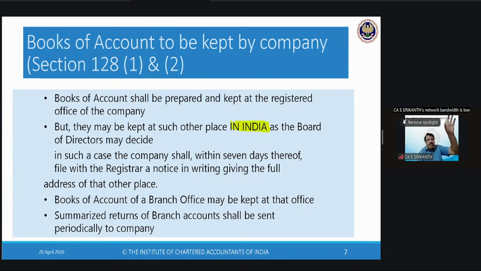Okay. So, if you have to keep the books at the registered office or any other place in India, in such case, the company shall within 7 days thereof file with the registrar a notice in writing giving the full address of that place. Also, a company may have many branch offices. Those branch accounts may be kept at that office, provided summarized returns of the branch accounts are sent periodically to the company. Means some kind of returns and all. This will be very obvious in the case of banks and insurance companies. Because banks and insurance companies, they operate out of branches. So they may have a network of branches across the country. Each branch will be maintaining its books of account and sending returns, etc.